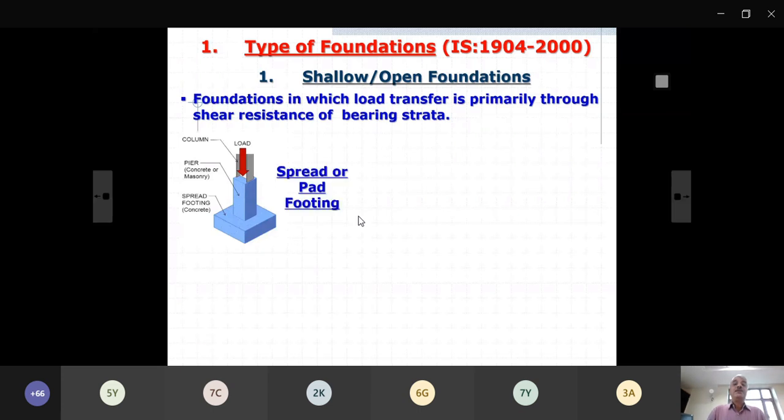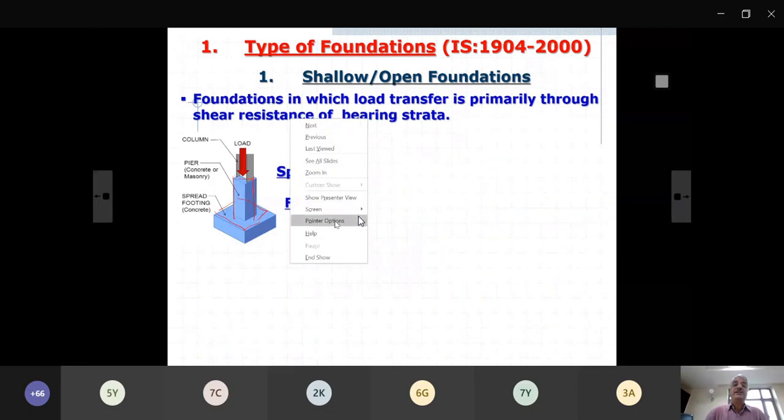So these foundations can be of different types. One is called spread or pad footing. This is basically defined by their length to width ratio. When the length to width ratio is small, you call them spread footing. Here, as you know, the load comes, then there will be a pier or something, and then there is a spread footing, individual footing or isolated footing, and that transmits the load down to the bearing strata.